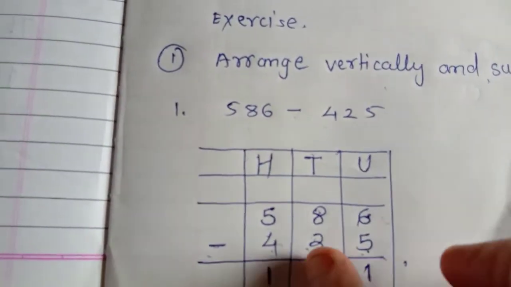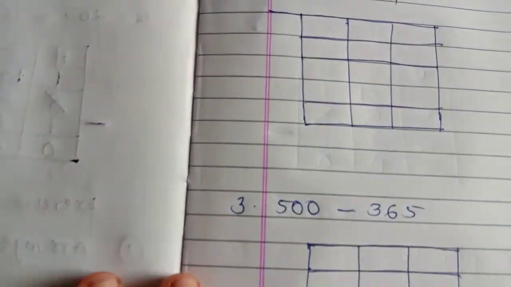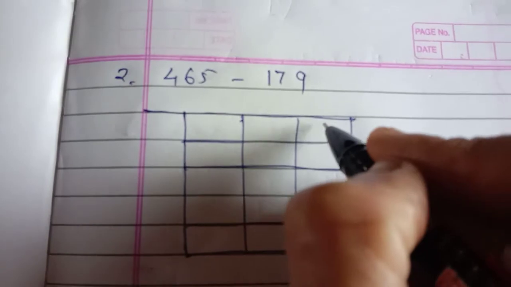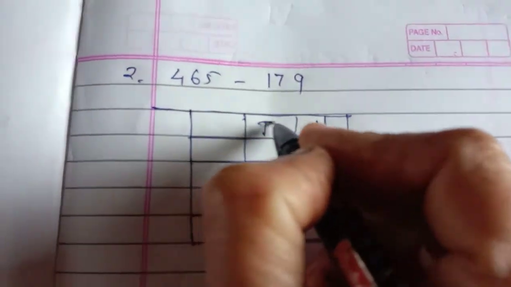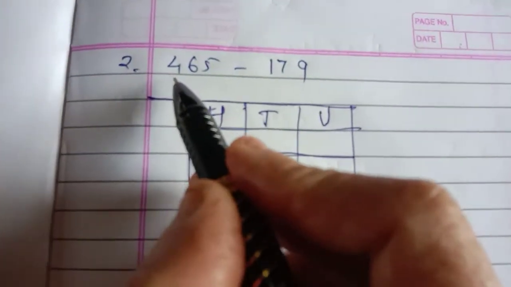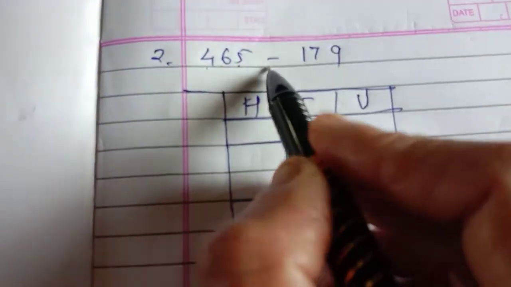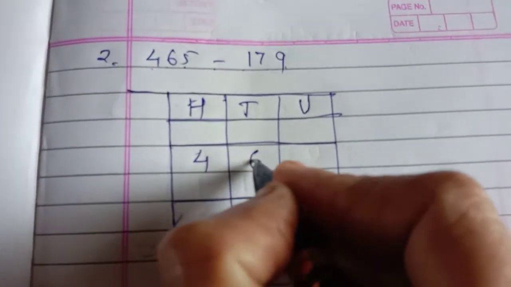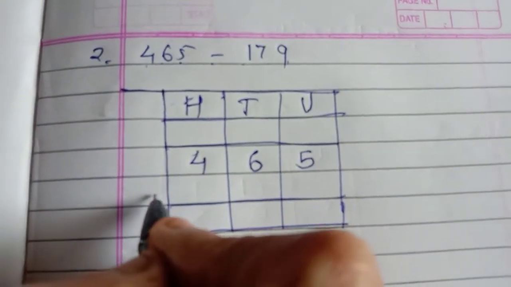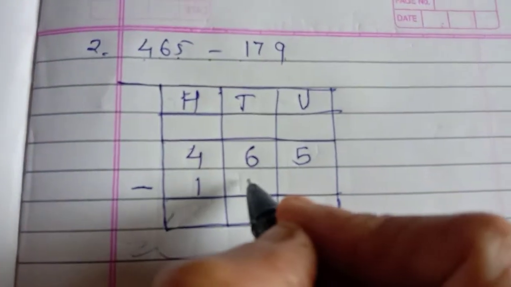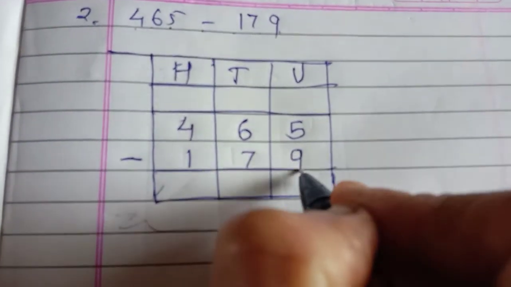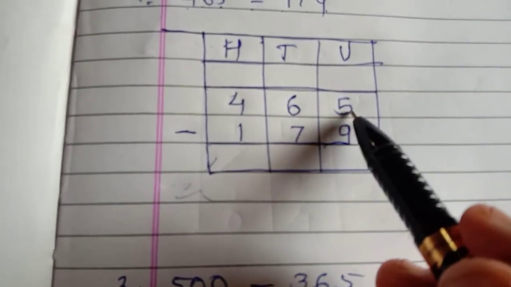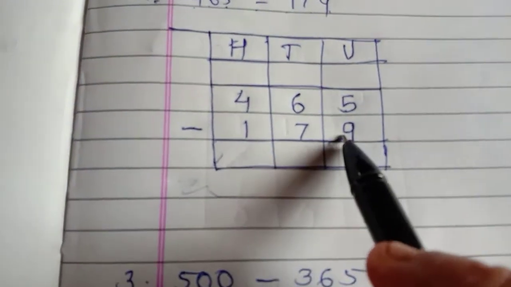Understand? Okay. Now look here. Another example is given here. You can also write here units, 10, 100. And the number is 465 minus 179. Number is 465 minus 179.